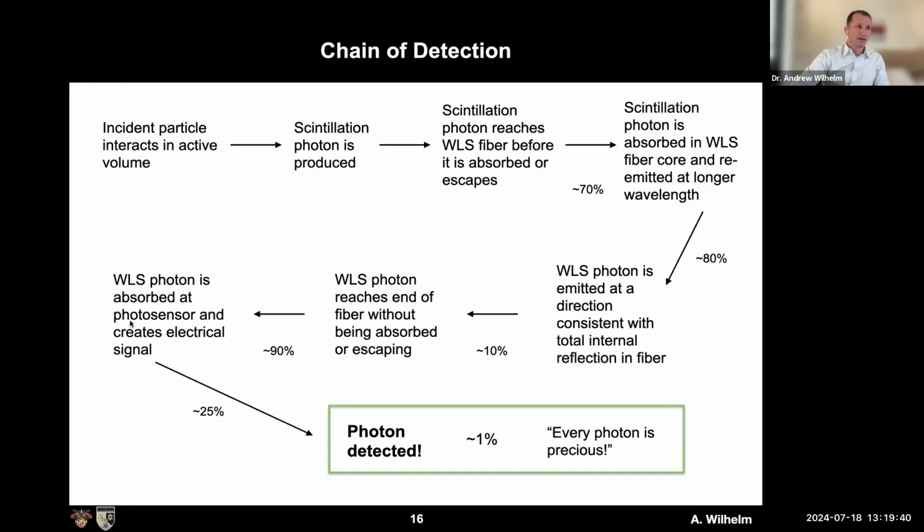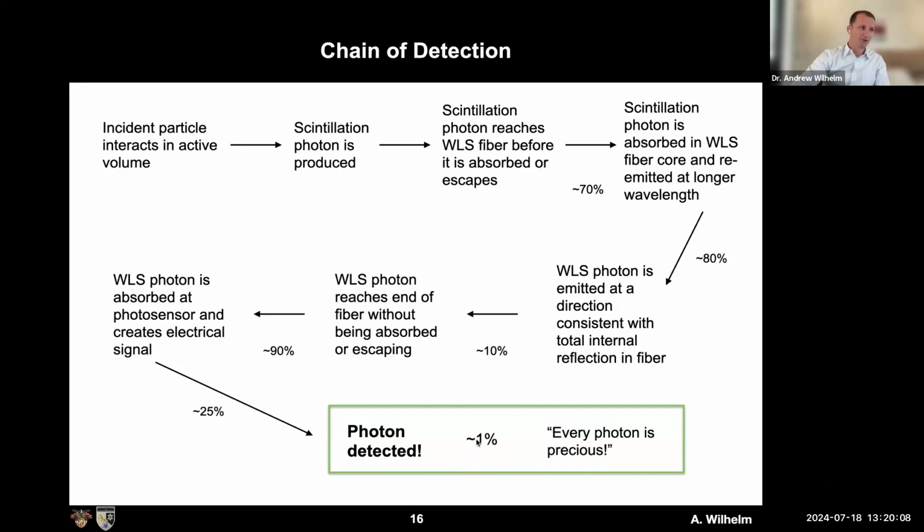And then lastly, once the photon makes it to the end of the fiber, it then has to be detected by a photosensor, for instance, a photomultiplier tube or a silicon photomultiplier. There I've used as a benchmark about 25%, which is a typical quantum efficiency for a photomultiplier tube. So if you multiply all those probabilities together, you'll see that usually less than 1% of the photons that are created in the volume are going to be actually detected in a detector of this style.